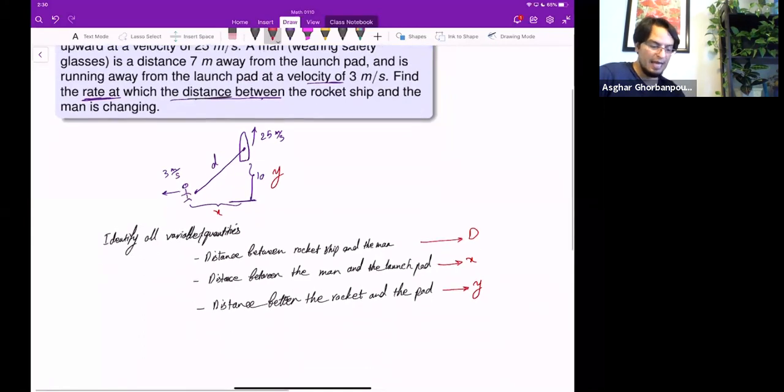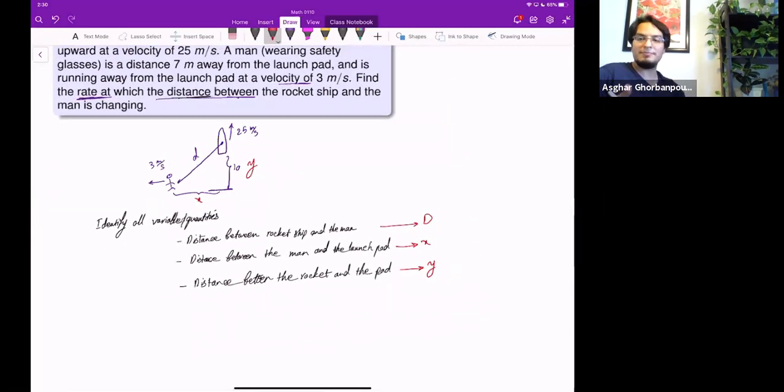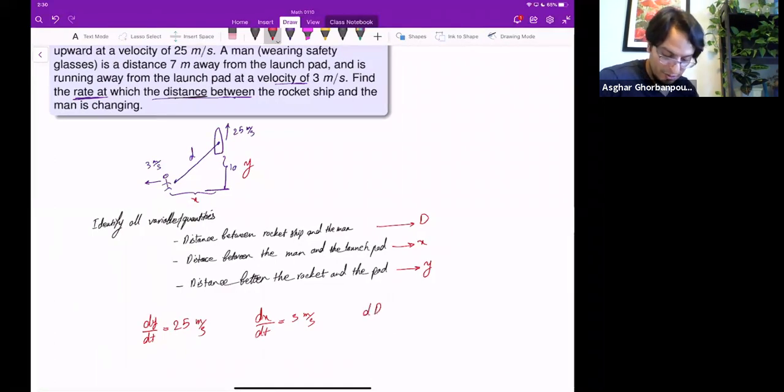So that's the first thing. Then I want to rewrite everything in terms of these variables. What is given is that the rocket ship goes up with a velocity of 25 meters per second. So that means dy/dt is 25 meters per second. dx/dt, how fast the man runs away from the launch pad, is given as 3 meters per second. And then the question is, what is the rate dD/dt?